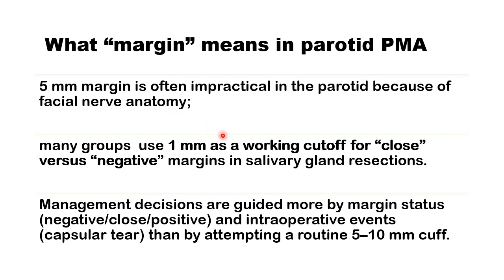Many groups now use 1 millimeter as a working cut-off point for close versus negative margin. 1 millimeter would tell you this is a close margin but not positive, so long as it's not in contact with the ink markings. And the management decisions are guided more by the margin status, whether it is negative, close or positive, and the intraoperative events like spillage or capsular tear, than by attempting to keep a 5 to 10 millimeter cuff of normal parotid tissue as quoted in some textbooks.